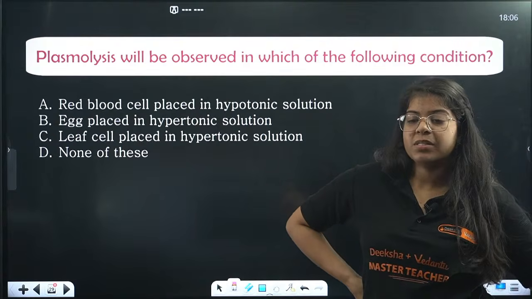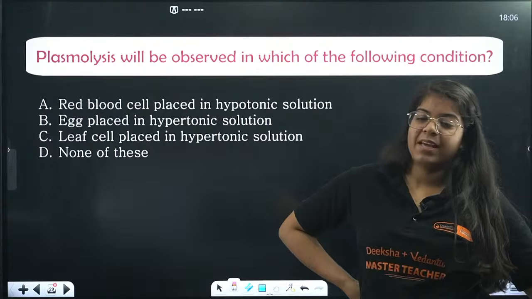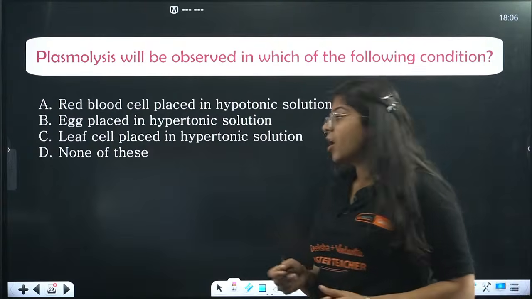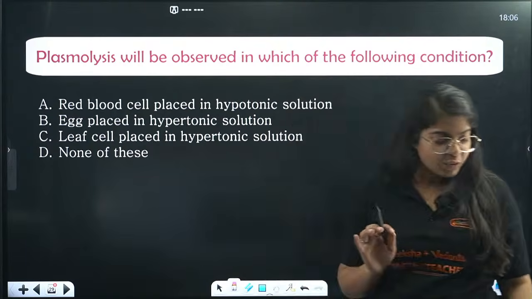Yes, it only happens in the plant cell. Yes. C, we have the answer as C. Okay, we have the answer as C. Anyone else with any other answer?